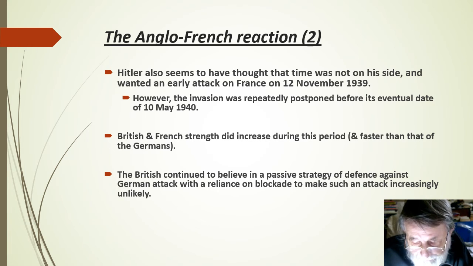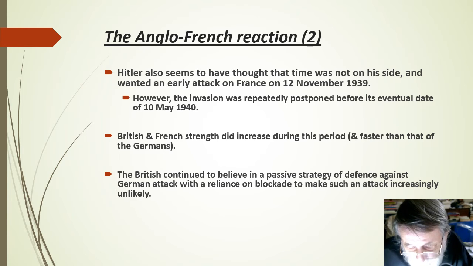Hitler himself seems to have agreed with the idea of time not being on his side. He wanted an early attack on France, suggesting the 12th of November 1939, less than 2 months after the fall of Warsaw, and sought to impose that idea on his generals, but the army resisted. In the event, the invasion was postponed 29 times over 6 months before its eventual date of the 10th of May 1940.